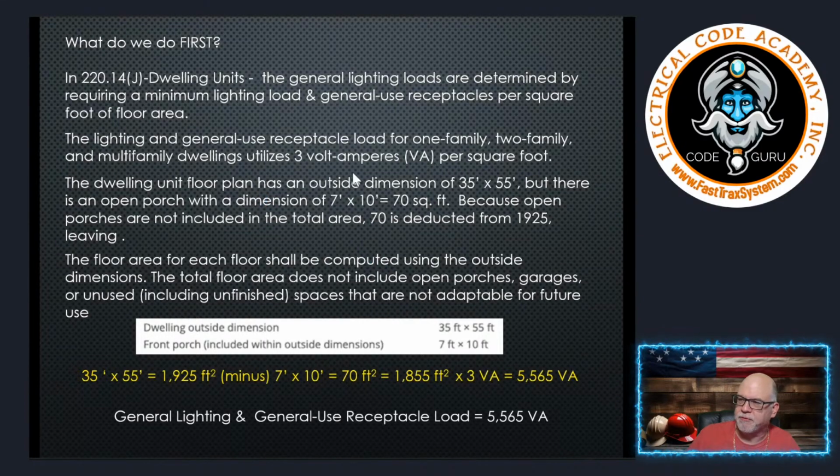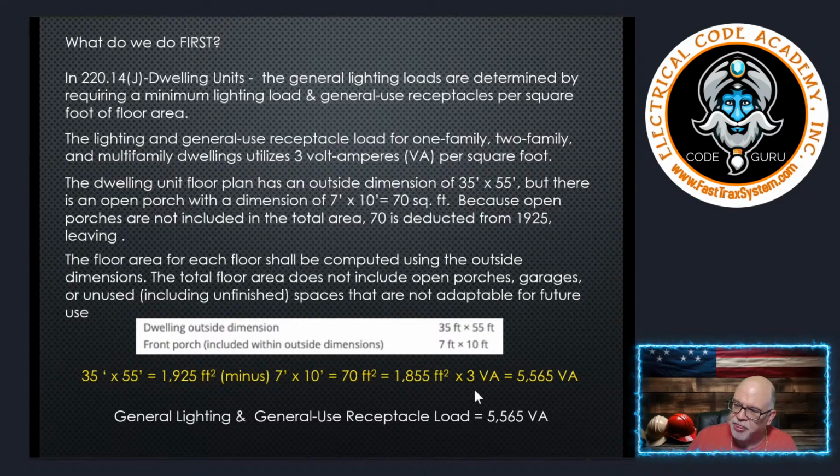So 3 VA per square foot. The outside dimensions, as you see here, are 35 by 55. And of course, we have that open porch area, which is 7 by 10. We need to take that away because you saw what it said, that we don't include that area. 220.5(C) says we don't include that area. So 7 by 10 is 70, and 35 by 55 is 1,925 square feet. We're going to take away 70, and that gives us 1,855. Remember, we took away the open porch.